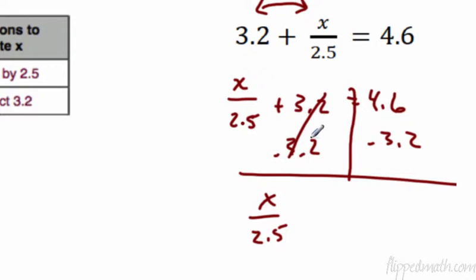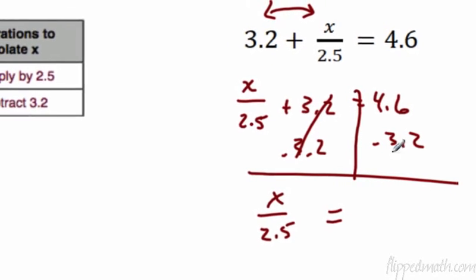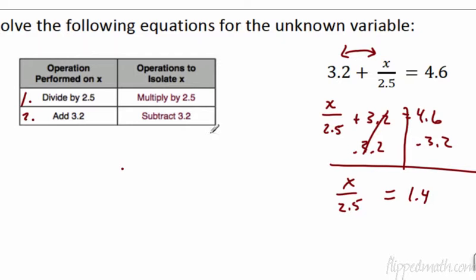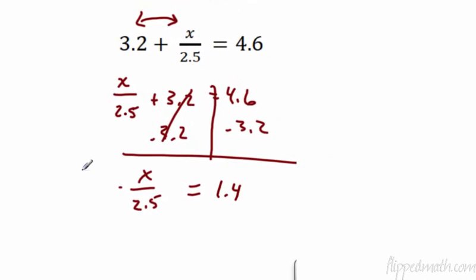The 3.2 and the negative 3.2 cancel. The equal sign comes down. And we have 4.6 minus 3.2. That's going to be 1.4. So now what? Now we already did this, multiply each side by 2.5.